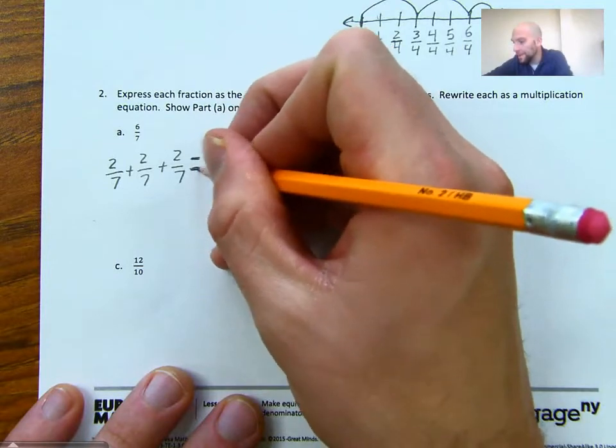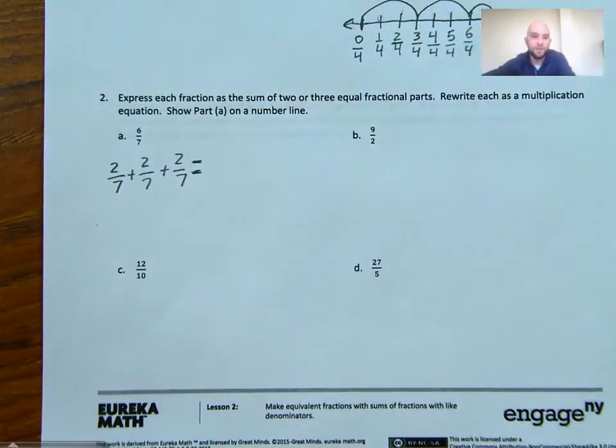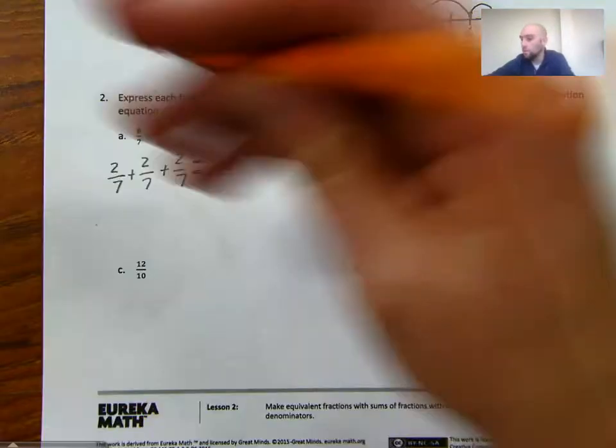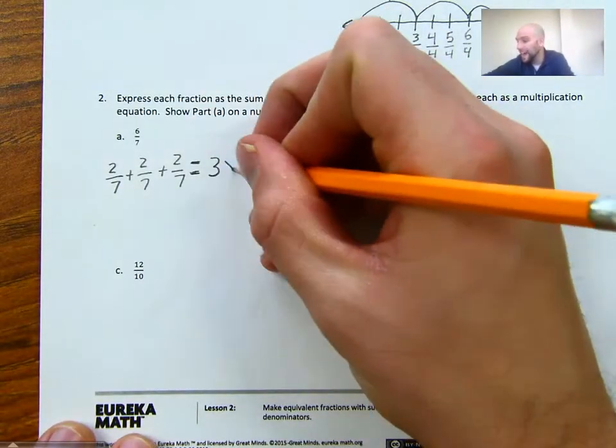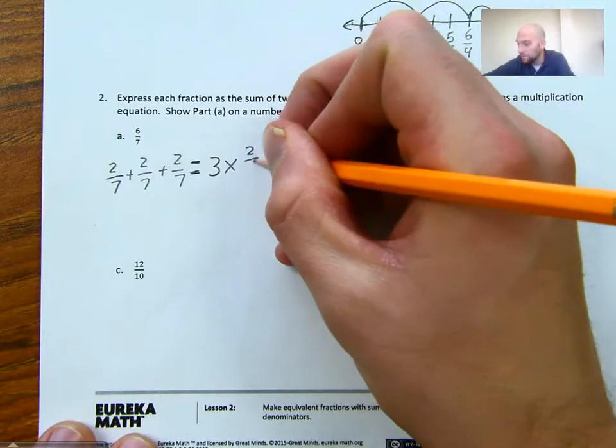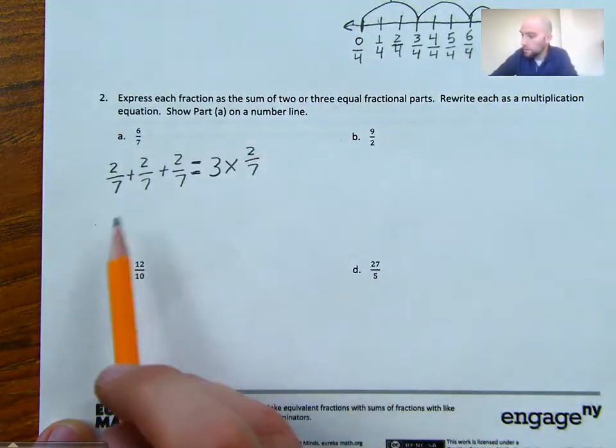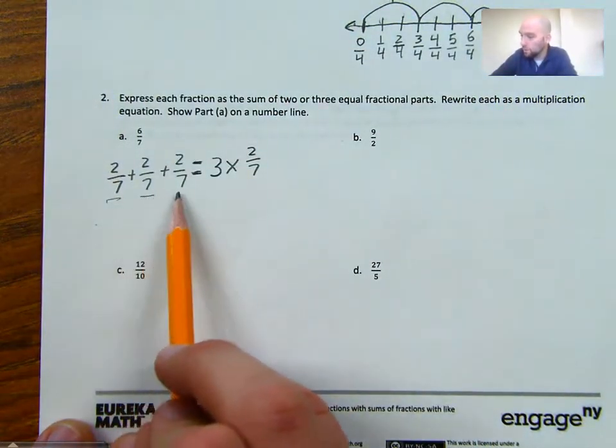But instead of writing it as 2/7 plus 2/7 plus 2/7, if I have 3 groups of 2/7, how else can I express that? Well, I could say 3 times 2/7, because I have 2/7, 1, 2, 3 times.